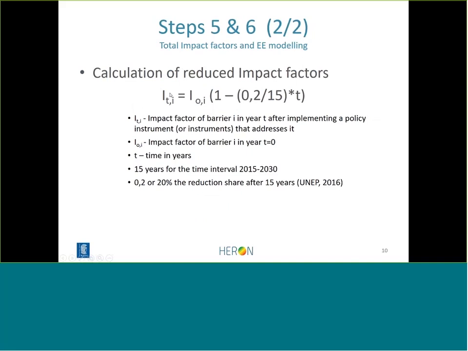For the procedure that concerns the optimization, we calculate the reduced impact factors. So we have the new impact factor of the barrier in year T after using this equation. We use the time interval of 15 years, from 2015 to 2030, and we used a reduction share of 20% after these 15 years according to UNEP.